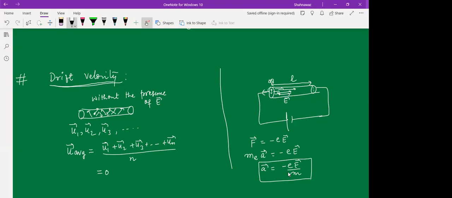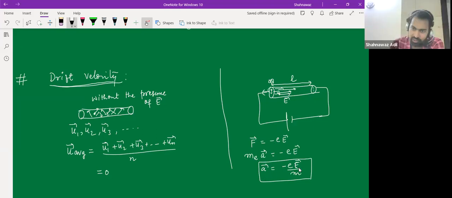So this electric field is uniform, right? This electric field is uniform. This charge is fixed and this mass is fixed. So what kind of acceleration will I have? What kind of acceleration would I have?